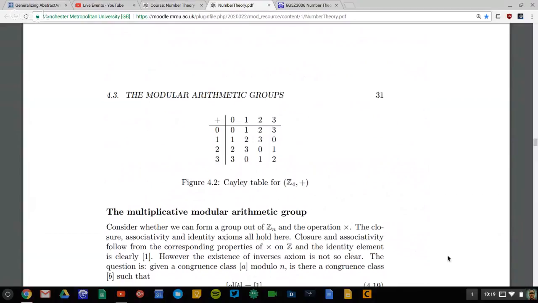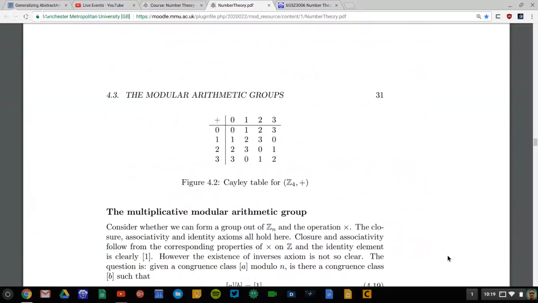So here's the Cayley table for Z4, for instance, the integers modulo 4 under addition. You have the elements down the side, the elements across the top, and in the middle you put the sum, or whatever the operation is. In this case, it's the operation of addition of congruence classes, and you put the result in that entry in the table.